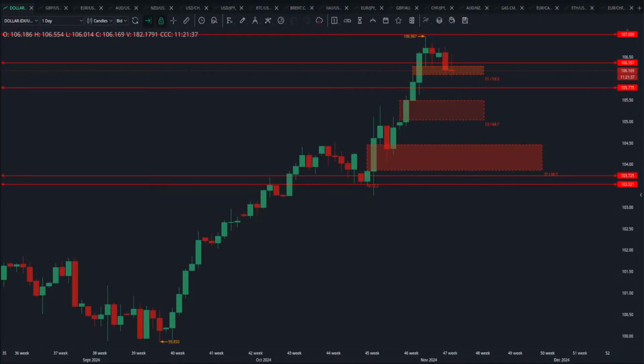All right, so the first things first. Right now on your screen is the daily chart of the US dollar index. You can check it from here. This is the Forex platform.